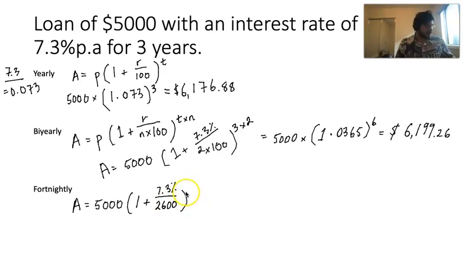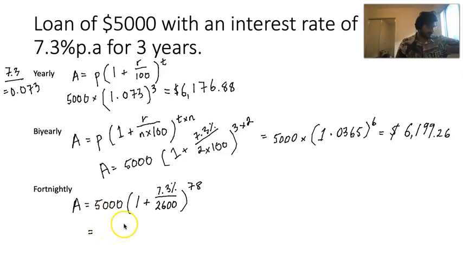So when you get the 26 times 3, which means that I've done my little example down here incorrectly. So 26 times 3 will be 78 times. So 5,000 times 1 plus 7.3 divided by 2,600 to the power of 78 is going to give us how much it is going to cost in the fortnight. So let's plug that into the calculators.